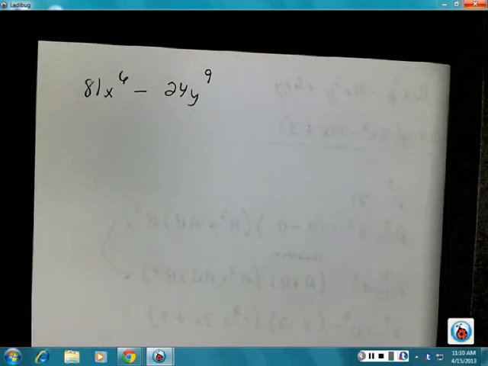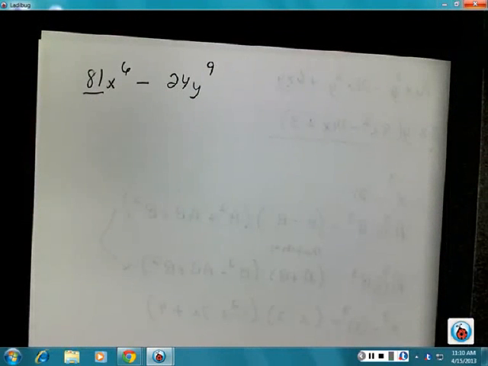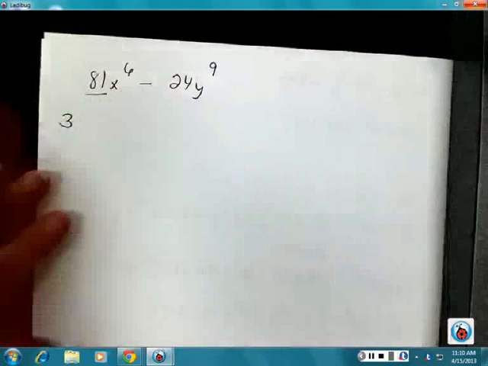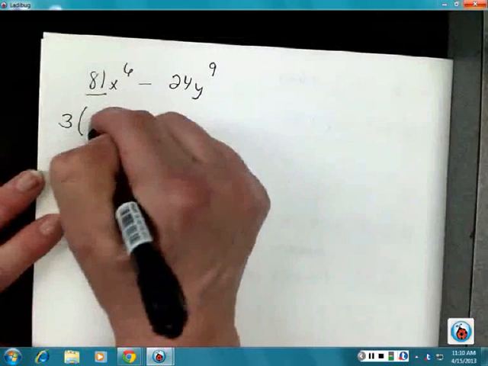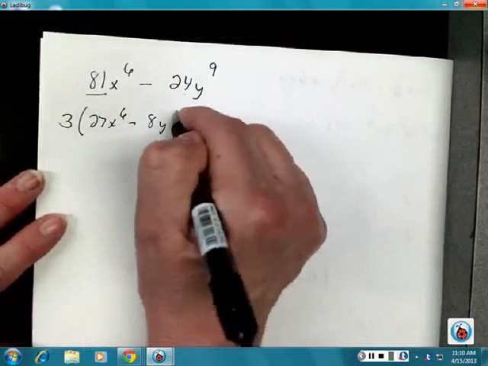Perfect cubes? Is 81 a perfect cube? Yes or no? Three numbers times themselves that give me 81. No, 81 is not. 81 is a perfect square, because 9 times 9, but there's not a perfect cube with it. So pull out a 3. If I take out a 3, that leaves me with 27x to the 6th minus 8y to the 9th.